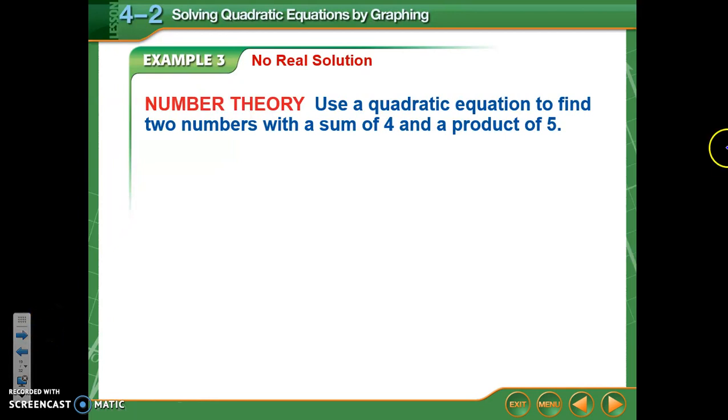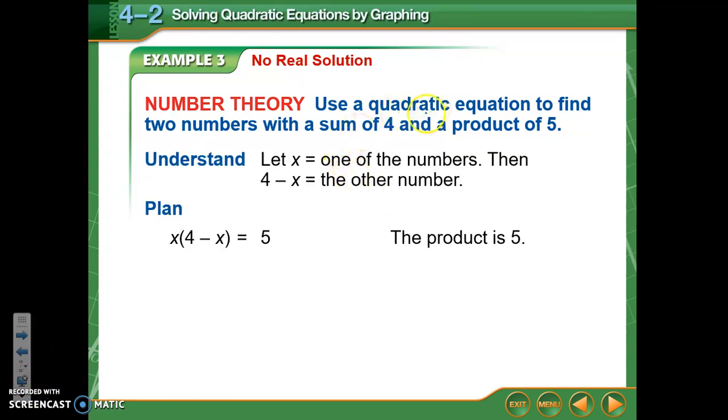Okay, sometimes we can have a situation where we can use a quadratic equation to solve a word problem. So in this case, we're going to use a quadratic equation to find two numbers that have a sum of 4, meaning they add up to 4, and a product, meaning they multiply to 5. So if my numbers have to add up to 4, my first number is going to be x. And if I want to find out what the other number is, it's going to be 4 minus x. Why? Because if I do x plus 4 minus x, I get x minus x, which is 0, and I'm just left with 4. So that's how I arrange them to make sure that they add up to 4.